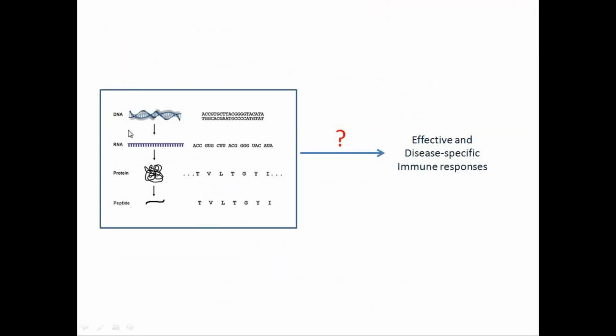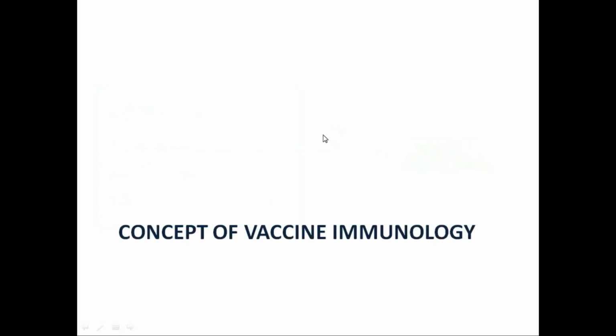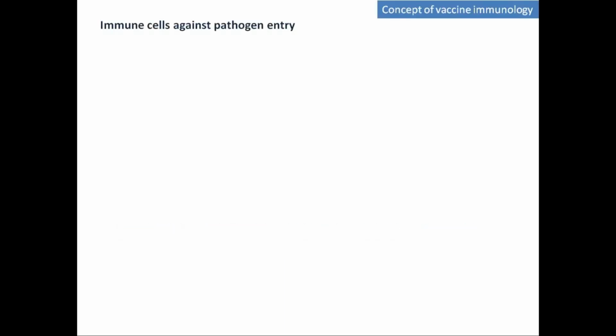So now we know that the part of the pathogen, that means the biomolecule, can be used to elicit disease specific immune responses. But the question is how we can make it effective. For that we need to understand the concept of vaccine immunology. Based upon the understanding currently available in research, those concepts have been applied in the development of various technologies.